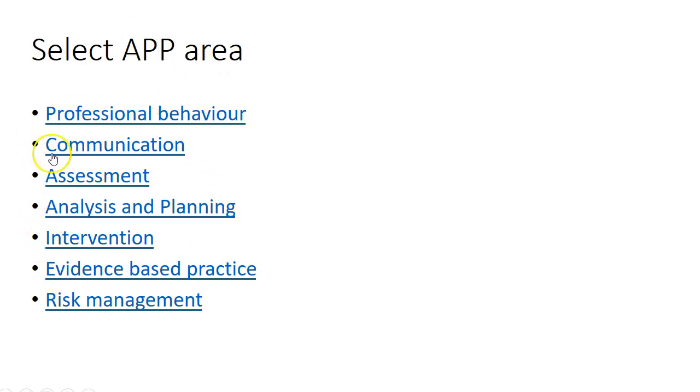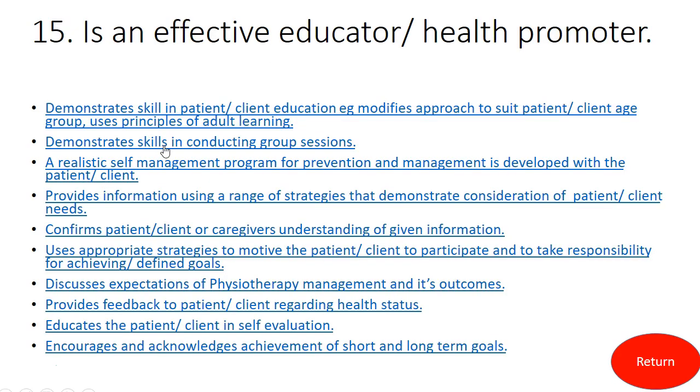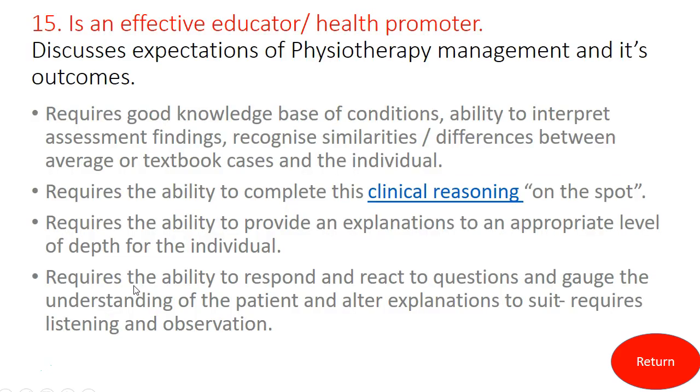These are the areas of the APP that you are going to be assessed on. If we choose intervention, one area that many students struggle with would be to be an effective educator. These are the performance indicators for being an effective educator. We can choose one. For example, discusses expectations of physiotherapy management and its outcomes. It will give you a good understanding of what's required to be able to do it and some strategies to try to help you.